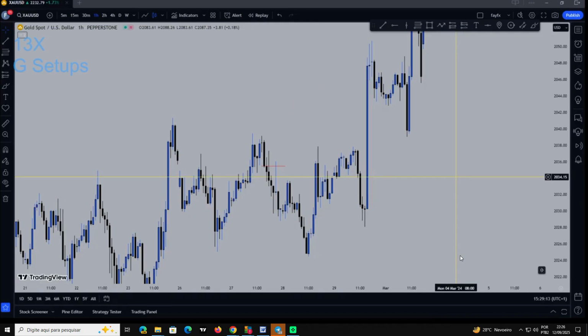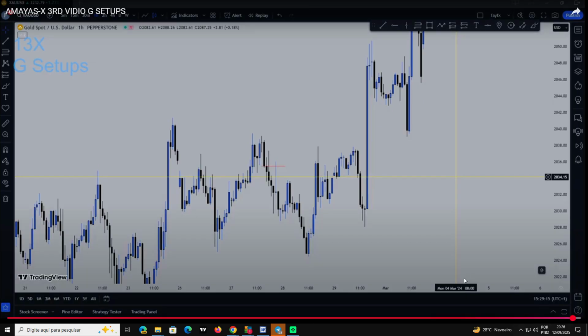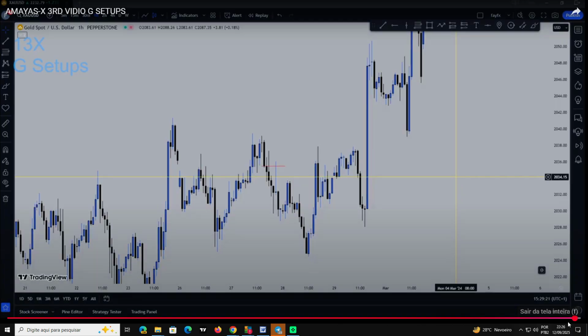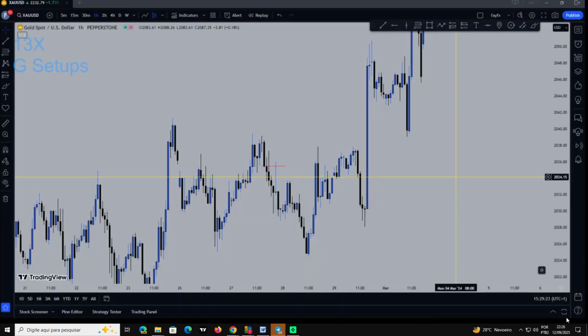The entries are so amazing. Later on, we will learn how to use them, where and when to use them. We also are going to add our entry confirmations so you can have the whole 13x strategy.